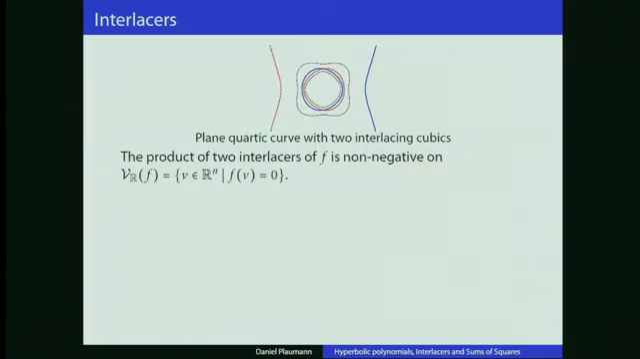And so if we look further at these interlacers, the next thing that's not hard to see is, if you have two interlacers, here I have a picture, a quartic curve with two different cubic interlacers, then the product of two interlacers is non-negative on the zero set of f, because each interlacer alternates signs, and I fix the sign at the point e. So if I take the product, I get something that has the same sign in all the roots of f. Of course, they may intersect in a complicated way, but on the zero set of f, the product will be non-negative. So this gives you a non-negativity condition.